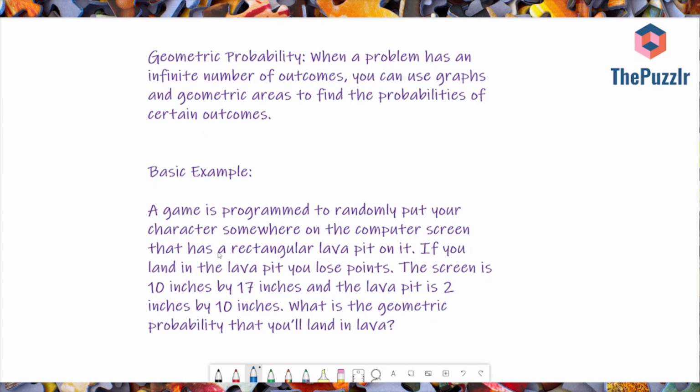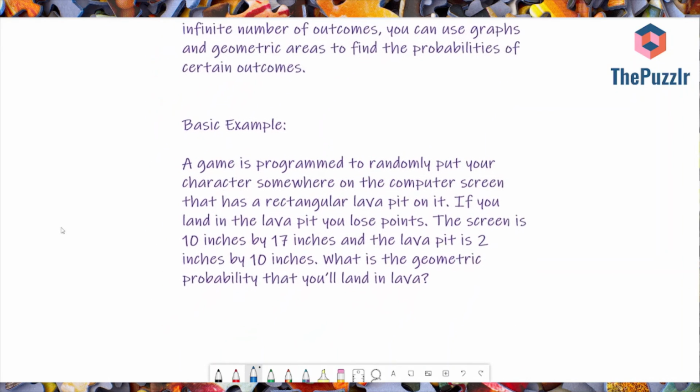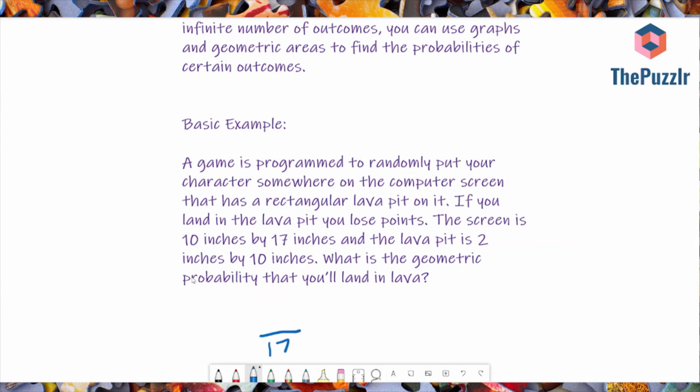A game is programmed to randomly put your character somewhere on the computer screen that has a rectangular lava pit on it. If you land in the lava pit, you lose points. The screen is 10 inches by 17 inches, and the lava pit is 2 inches by 10 inches. What is the geometric probability that you'll land in lava? So in total, there's 170 square inches that you could land on.